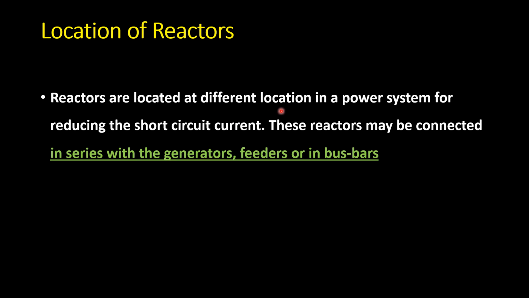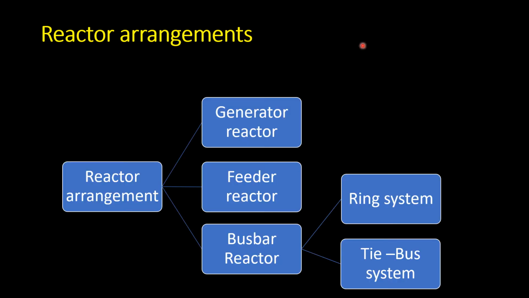Reactors are located at different locations in a power system for reducing the short circuit current. These reactors may be connected in series with the generator, with feeder, or in series with the bus bars. So these are the three main locations where we are inserting reactors. One is with generator, other with feeder, or in series with bus bars. So reactor arrangement is classified according to its location.